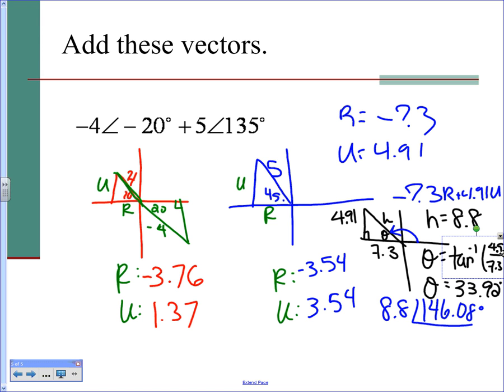Any questions here? Any questions about the negative vectors? Is there any more practice you want to say no? No, that's it.